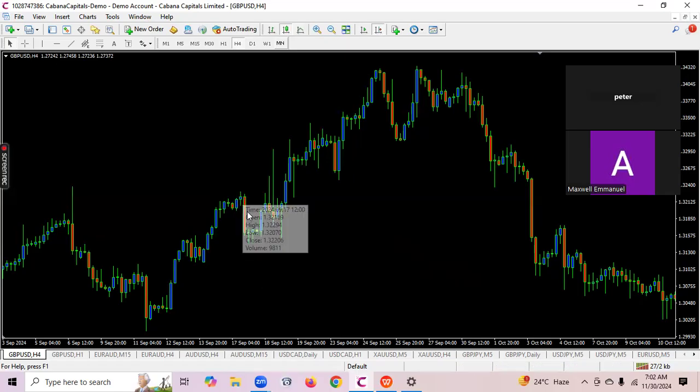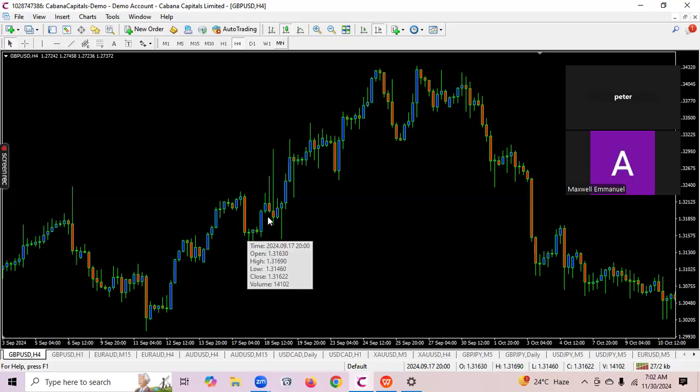Okay? It indicates that the sellers are becoming weaker and there's a high probability that price might change its direction. There's a high probability that the buyers will come in and start buying from this point. Those who sold from this point, if they want to take profit out of the market, they would have to buy.